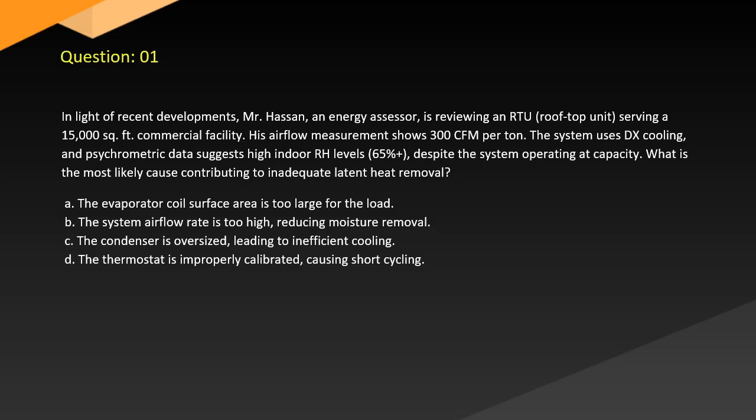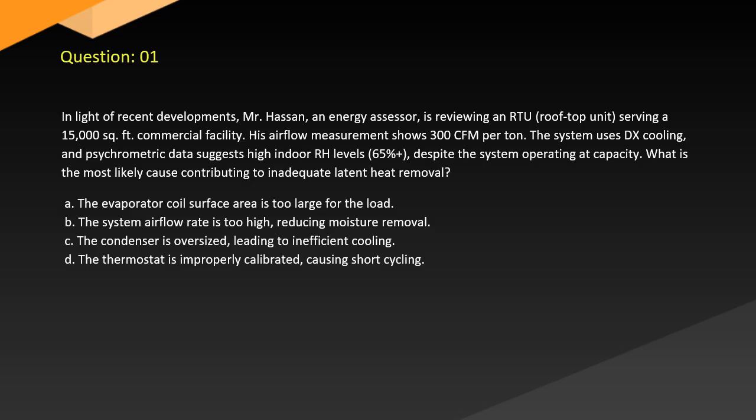Question 1. In light of recent developments, Hassan, an energy assessor, is reviewing an RTU rooftop unit serving a 15,000 square foot commercial facility. His airflow measurement shows 300 CFM per ton. The system uses DX cooling, and psychrometric data suggests high indoor RH levels, 65% plus, despite the system operating at capacity. What is the most likely cause contributing to inadequate heat removal?